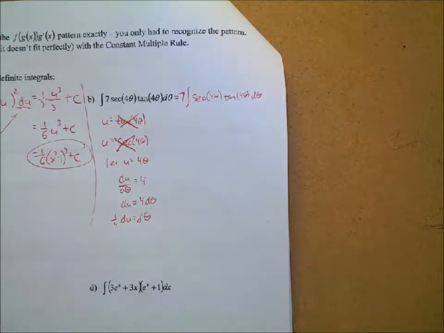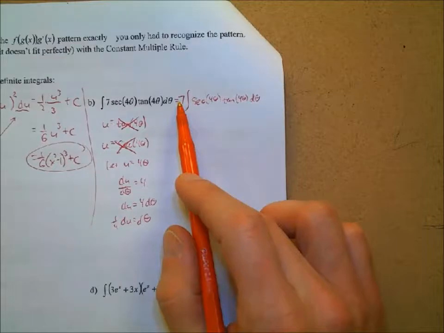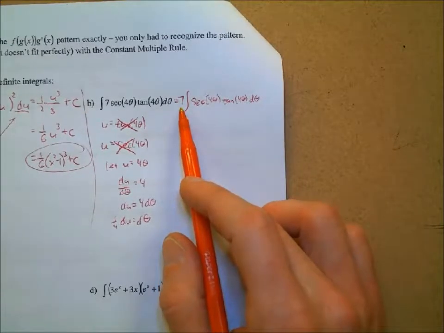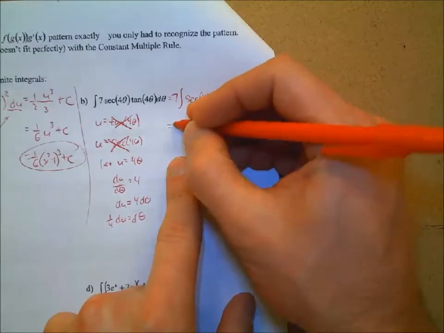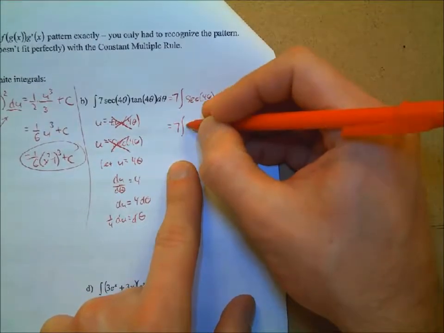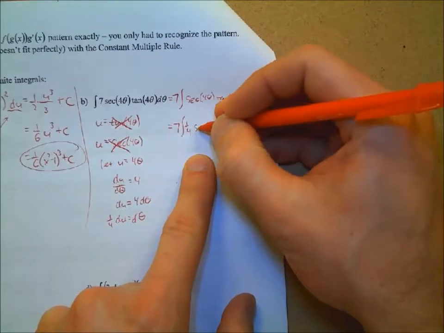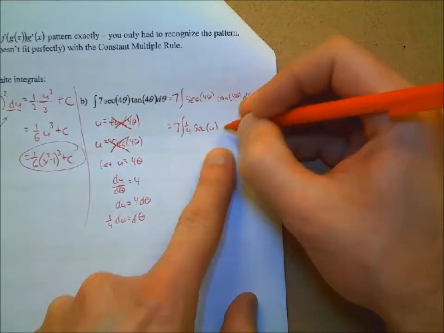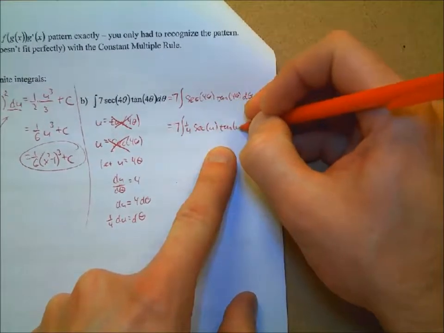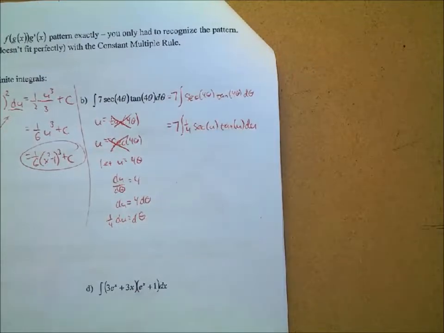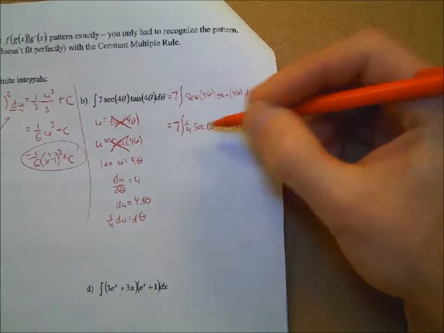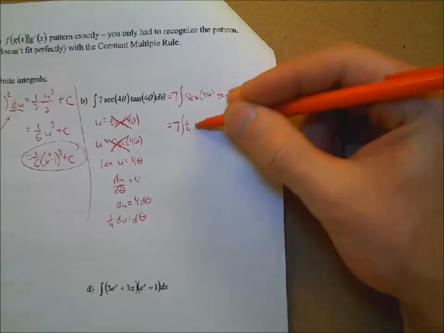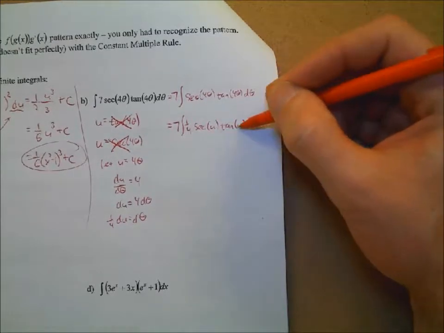Can we move that 7 out front, because it's just a coefficient, so we can pull that out front of the integral. And so all we need is a d theta here. Now we can finally rewrite this whole thing as 7 times the integral of 1/4 secant of u tangent of u du. Right? That d theta became the 1/4 du. Secant of 4 theta, secant u. Tangent of 4 theta, tangent u.